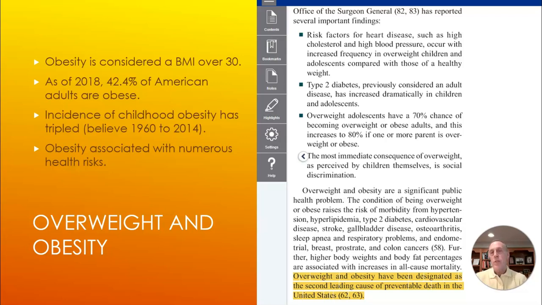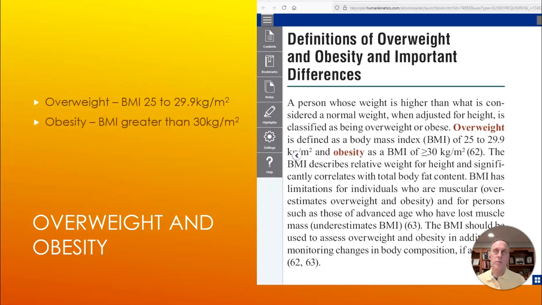Now, the book notes that obesity is considered a BMI over 30, and I would guess that some of these data points over here to the left might be a little bit dated. But I have to think they're going to be at or perhaps higher than they were noted here, 42.4% in 2018, and then childhood obesity tripling as of 2014, and we're now multiple whole decades beyond that. But the book does note down here that overweight and obesity have been designated as the second leading cause of preventable death in the United States. And you'll see that somewhere else further down the road, but also understand that it is a comorbidity for any number of other different conditions.